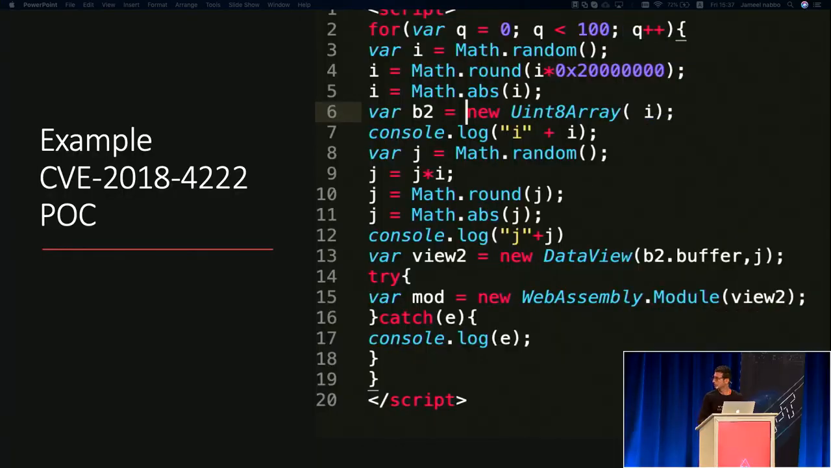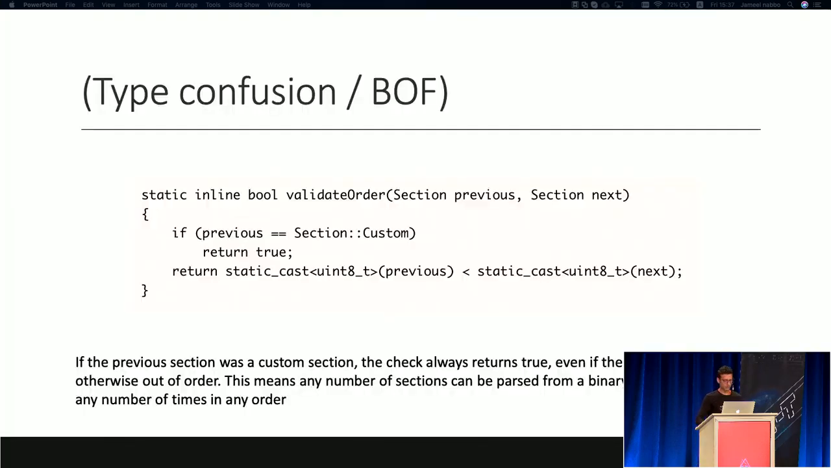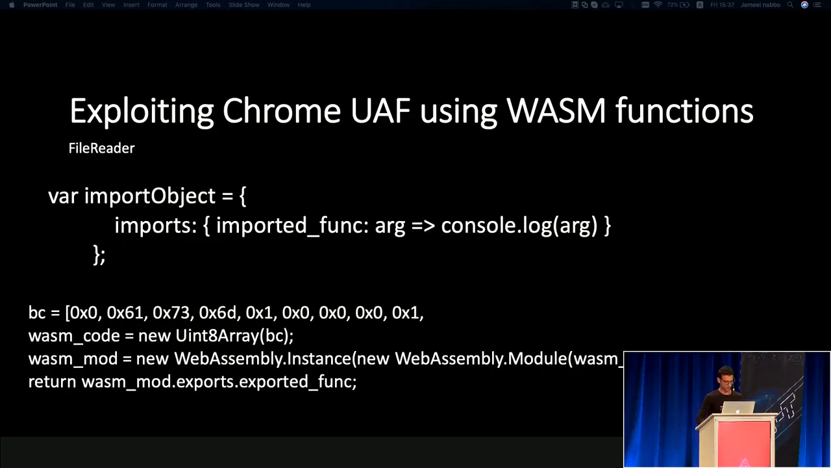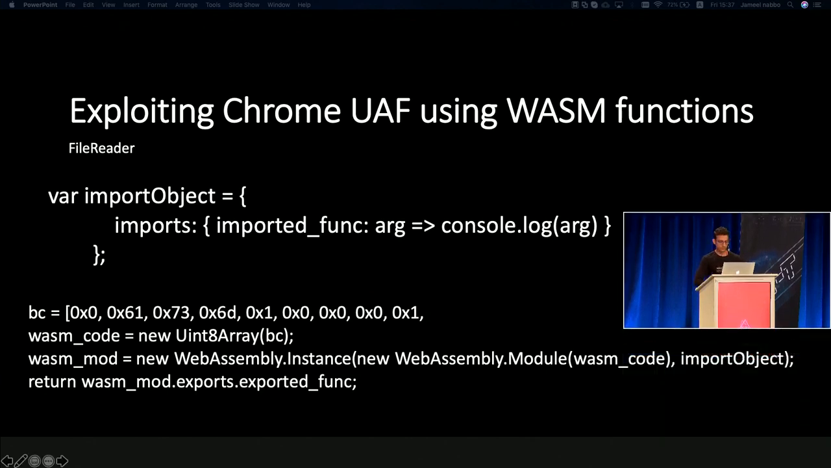This is how the POC looks. Passing a data view, loading it into a WebAssembly module after creating some fake loops, and we get type confusion with buffer overflow. Now I'm going to perform a quick live demo about using Wasm in exploitation.